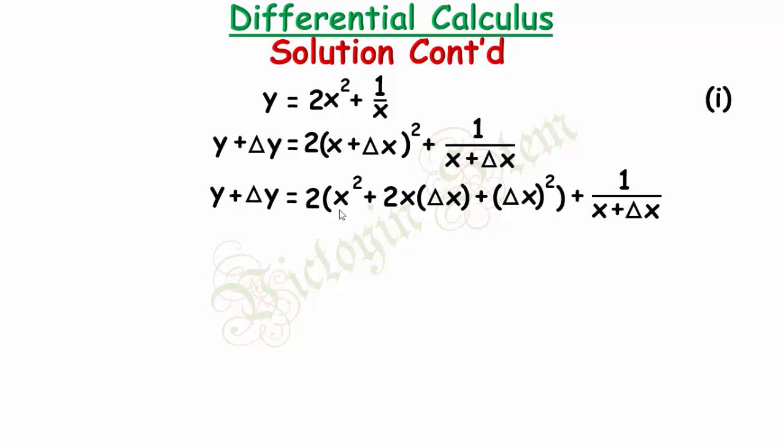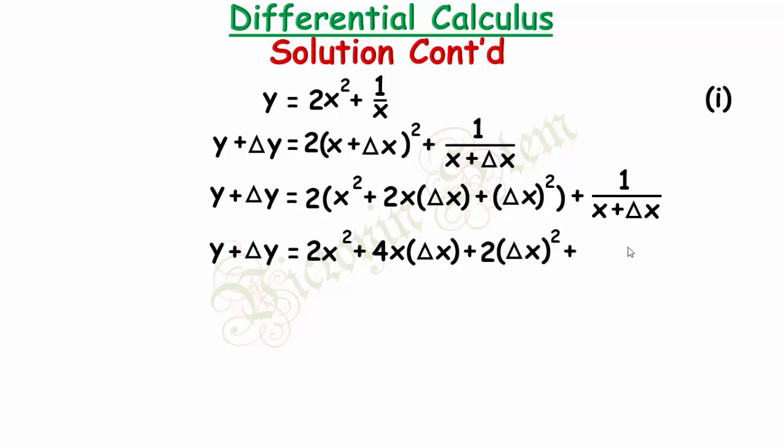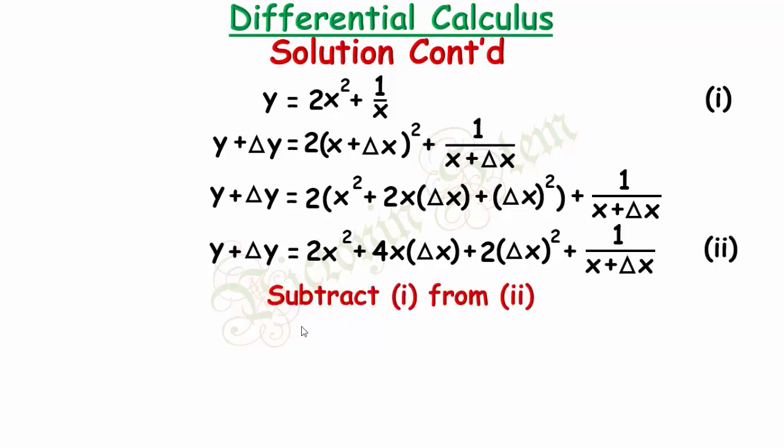So I need to open up this bracket and multiply each and every one of the terms of the bracket with 2. So I'll replicate the left hand side of this equation, y plus delta y equals 2 times x squared is 2x squared, plus 2 times 2x delta x is 4x delta x, plus 2 times delta x to the power of 2 is 2 delta x to the power of 2, plus 1 divided by x plus delta x. So we are done expanding the right hand side of this equation, so I can christen this equation 2. And then I will subtract equation 1 from equation 2.